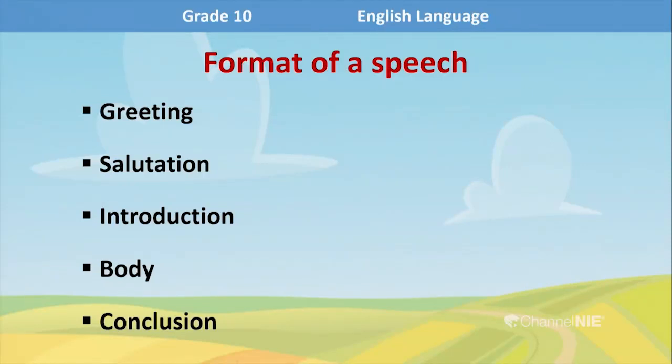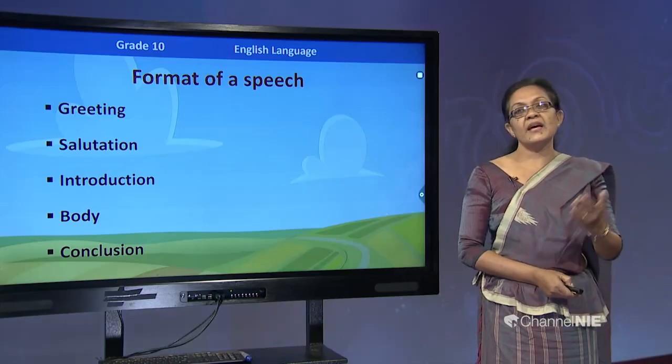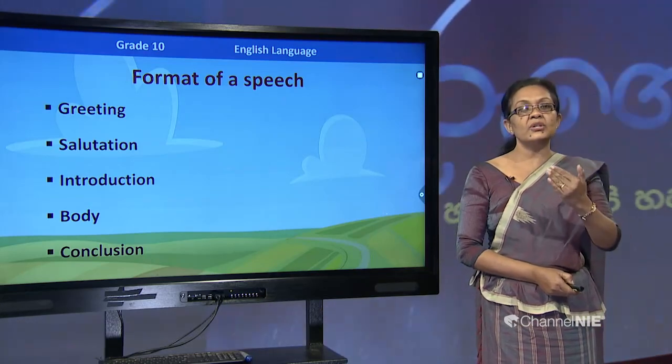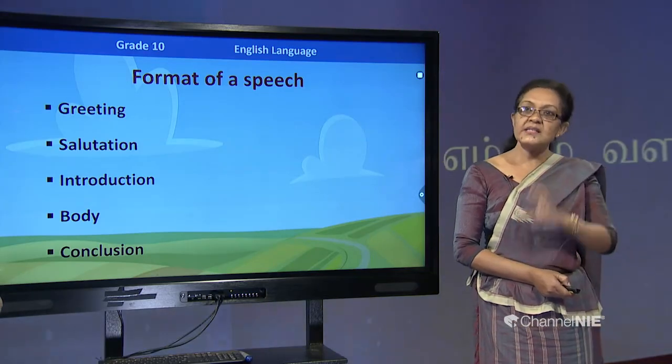Of course, why not? There is a format. You can see that, children, the format. First, you have to greet. Greeting is the first thing. Then there is salutation and introduction, body and conclusion. Just like in essays and articles, here also we have, children, introduction, body and conclusion. That is the main part.